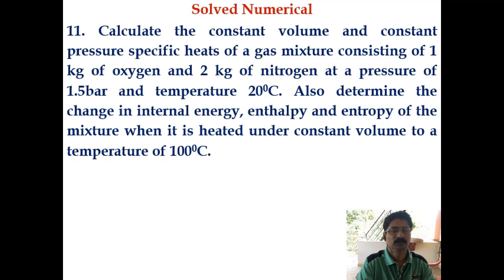Now let us solve this problem. Calculate the constant volume and constant pressure specific heats of a gas mixture consisting of 1 kg of oxygen and 2 kg of nitrogen at a pressure of 1.5 bar and temperature 20 degrees C. Also determine the change in internal energy, enthalpy and entropy of the mixture when it is heated under constant volume to a temperature of 100 degrees Celsius. So again a different kind of problem wherein you have to find the change in internal energy, enthalpy and entropy of the mixture.